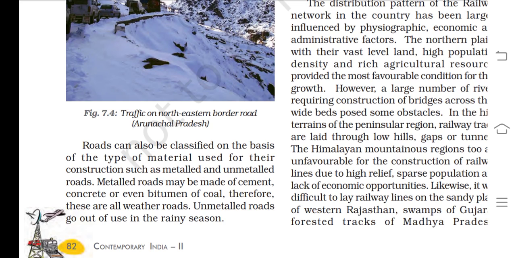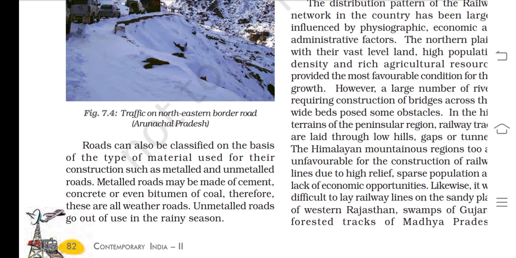And unmetalled roads are those roads which go out of use in the rainy season. Means at the time of rainy season, these unmetalled roads are of no use. And metalled roads, which are made up of cement, concrete, bricks, can be called all-weather roads. Means they can resist any weather, be it summer, winter, or rainy season. So this is the classification on the basis of the type of material which is used.